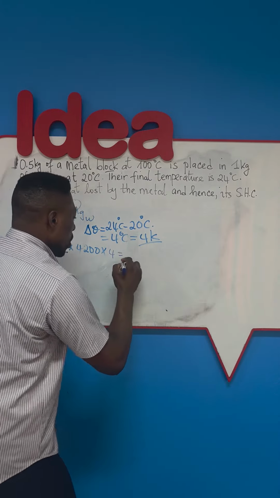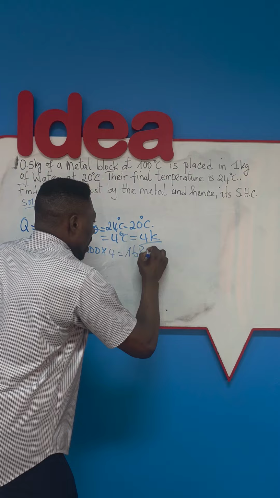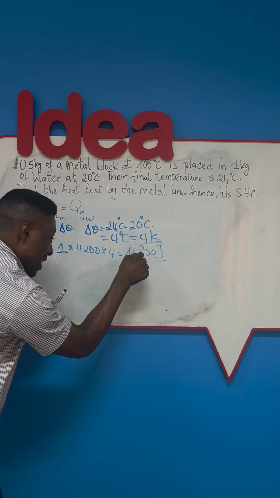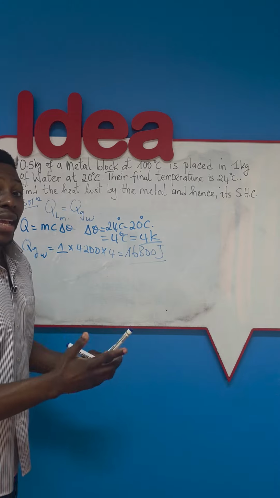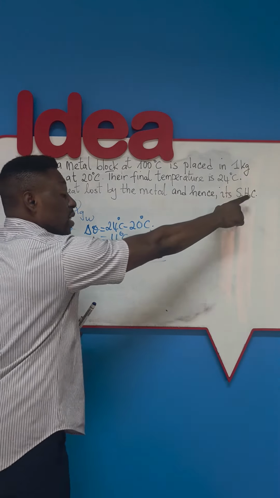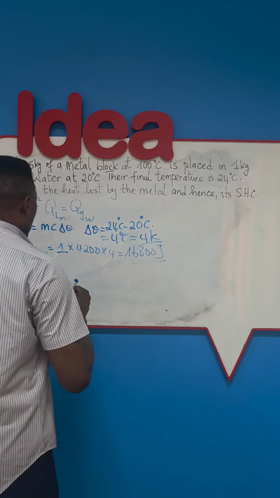If you correctly punch this, we should have 16,800 joules because it's an energy. Therefore, this is the same heat which is lost by the piece of metal. One question already answered. Hence, find the specific heat capacity of the piece of metal.